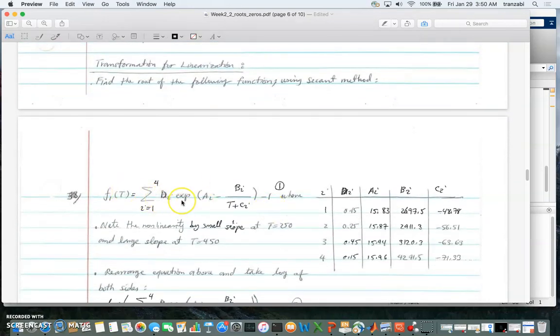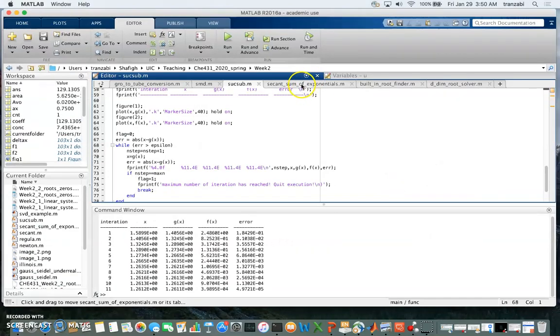Assume we have a function like that, it's a sum of exponentials, and I have the constants a, b, c, and d tabulated here. So I have 4 constants a, b, c, d, okay? And because in this sum I have 4 terms, I have 4 sets of a, b, c, and d. Now, imagine the variable here is t, and I want to find t such that it makes this thing equal to 0. Okay, the sum of the exponentials minus 1 equal to 0. Now if you go ahead and plot the function to see where the root is, I have it here.